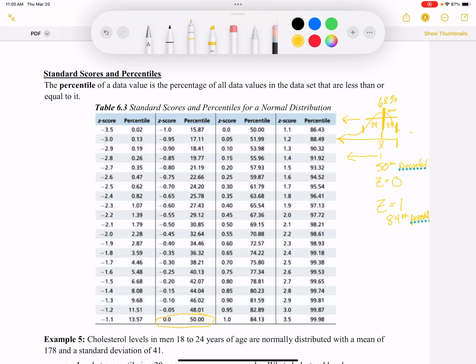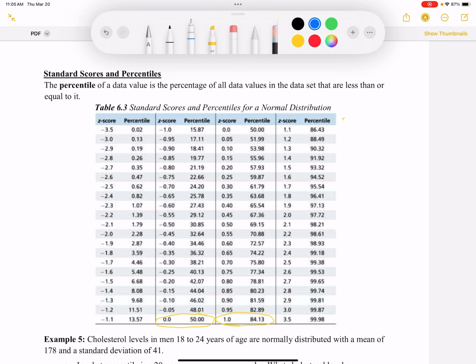So, 84th percentile. Let's do one more, right? I'm going to erase this. I don't understand why all that stuff is there, but I'm sure it has something to do with this Apple Intelligence crap.